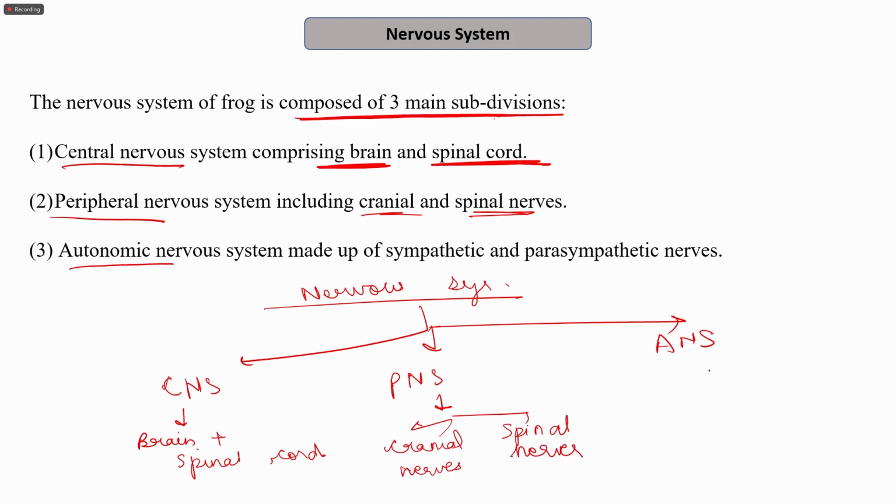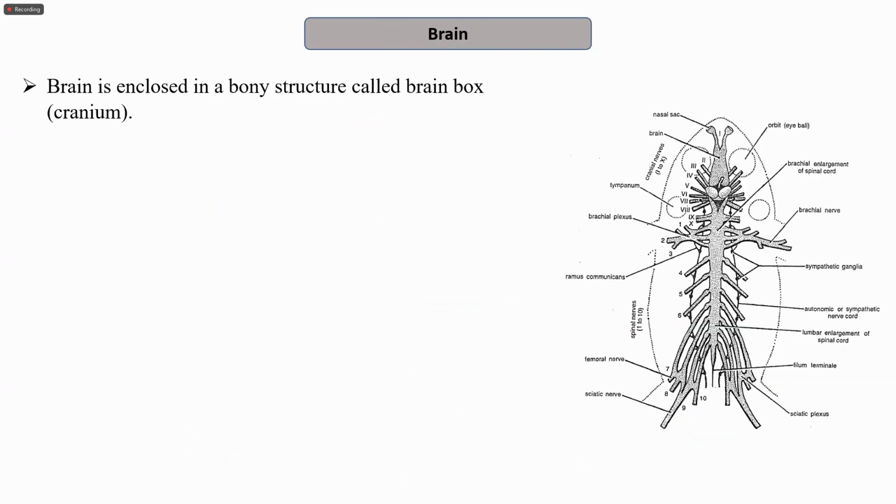The autonomic nervous system is made up of the parasympathetic and sympathetic systems. So these are the three main divisions: central nervous system, peripheral, and autonomic nervous system. The brain is enclosed in a bony structure called the brain box, which is known as the cranium. The word cranium is always associated with the brain. Cranial nerves, for example, are the ones that originate in the brain.